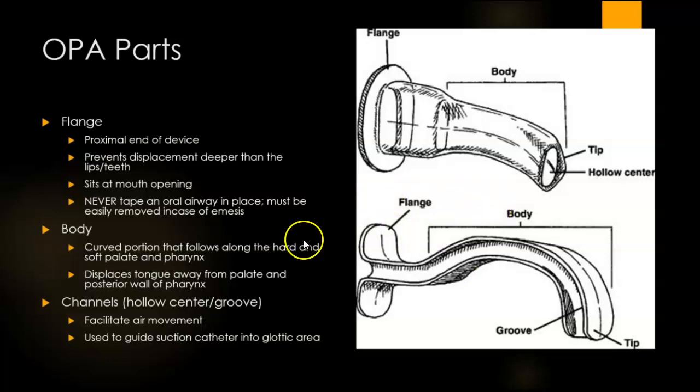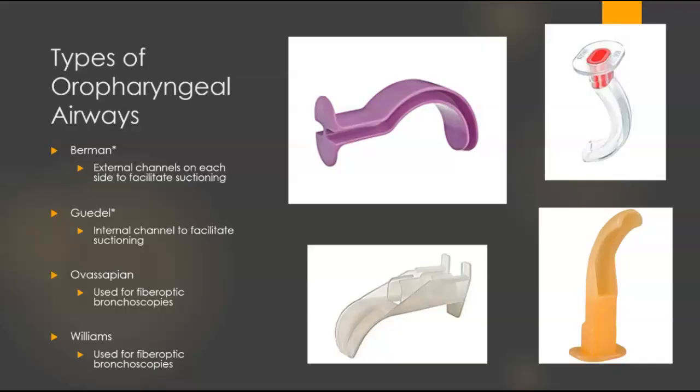about it. There's a curved body to this that's going to follow along the hard and soft palates of the patient's airway and help to displace that tongue away from the back wall of the pharynx, okay? Usually oral airways are not going to be solid, so there's either going to be a hollow center to them, or they'll have channels along the side to help facilitate air movement and for that suction catheter.